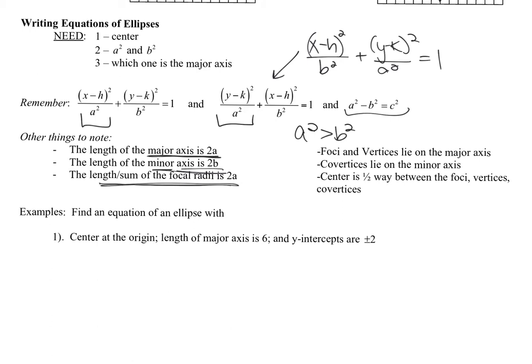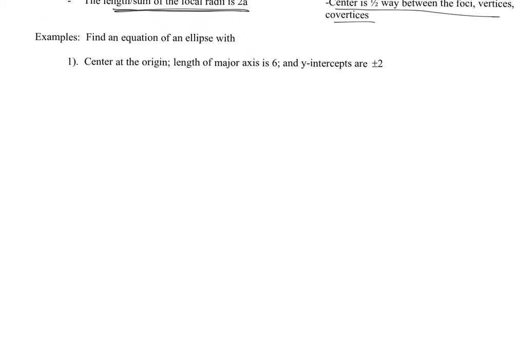The foci and the vertices lie on the major axis, so you'll know that by wherever your larger number is. The covertices lie on the minor axis, you'll know that by seeing where the smaller number is, and then always the center is halfway between the foci, the vertices, and the covertices. So let's look at a couple examples.